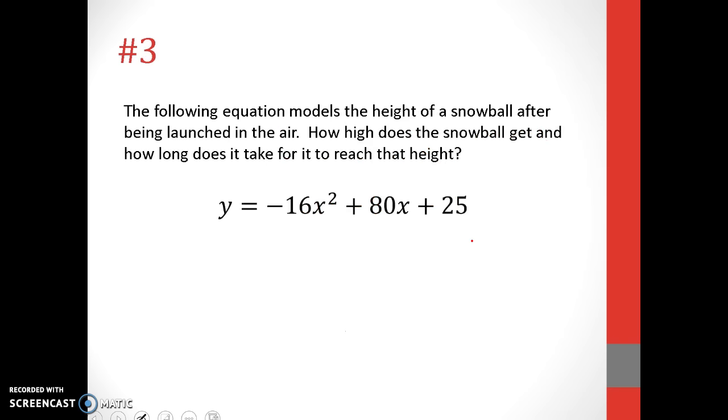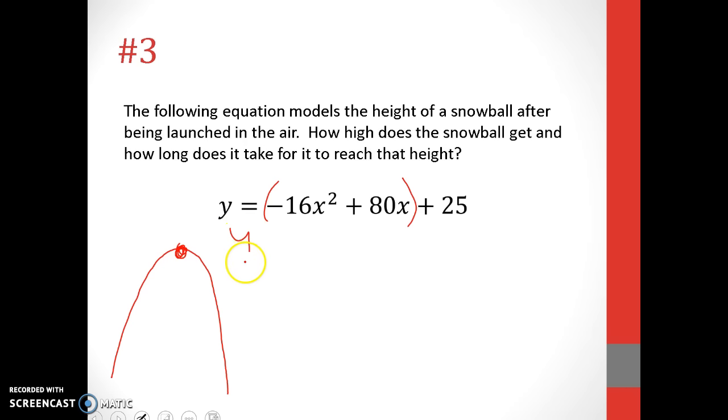So let's take a look at a situation like this. It says the following equation models the height of a snowball after being launched in the air. How high does the snowball get and how long does it take for it to reach this height? So the snowball is going to go up and come back down. The height of the snowball that we want to find is the maximum height, which is the vertex. Well, in order to find the vertex here, we could do negative b over 2a, or we could do what we're learning today, which is completing the square.